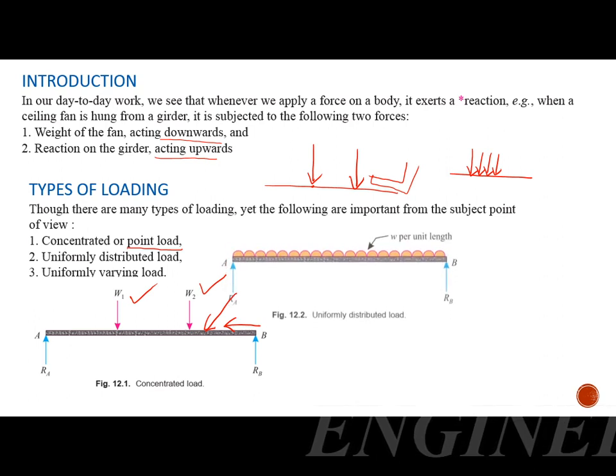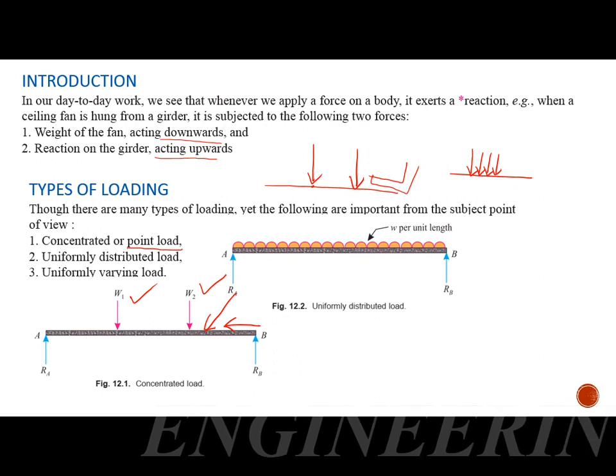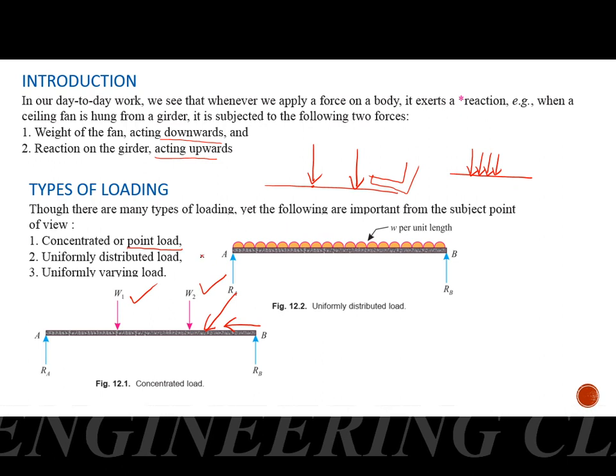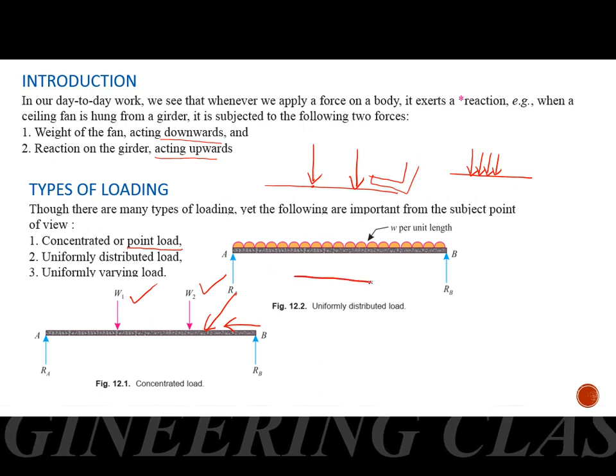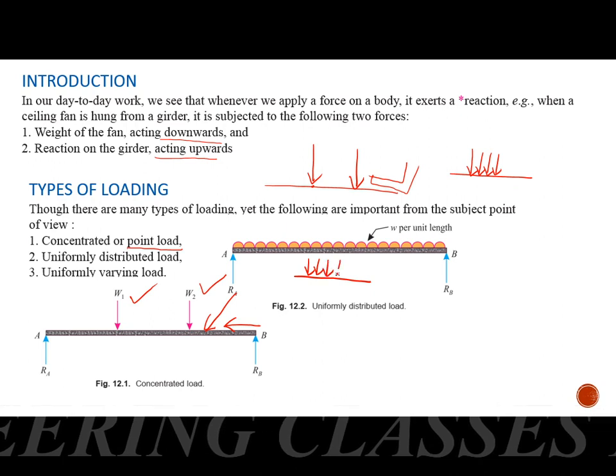The next thing we will be dealing with is the uniformly distributed load. A uniformly distributed load is normally represented by this symbol, a spring over a beam, or in some cases we will be using this symbol, equal arrows having equal height.